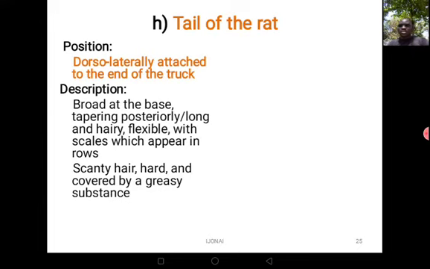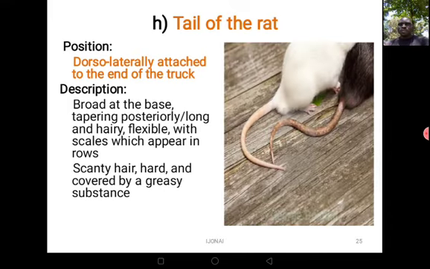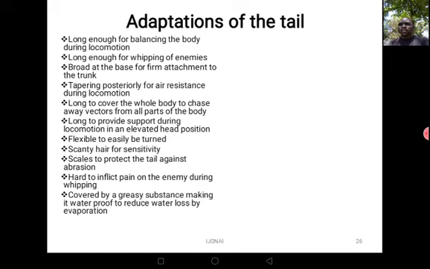And then it's long and hairy. It is flexible with scales which appear in rows. Their scales appear in rings. Then the tail has scanty hair and is hard and covered with some waxy sort of substance. Yes, that waterproofs it. So when you look at the tail critically, you realize it also serves a purpose, as we shall see shortly in its significance here.